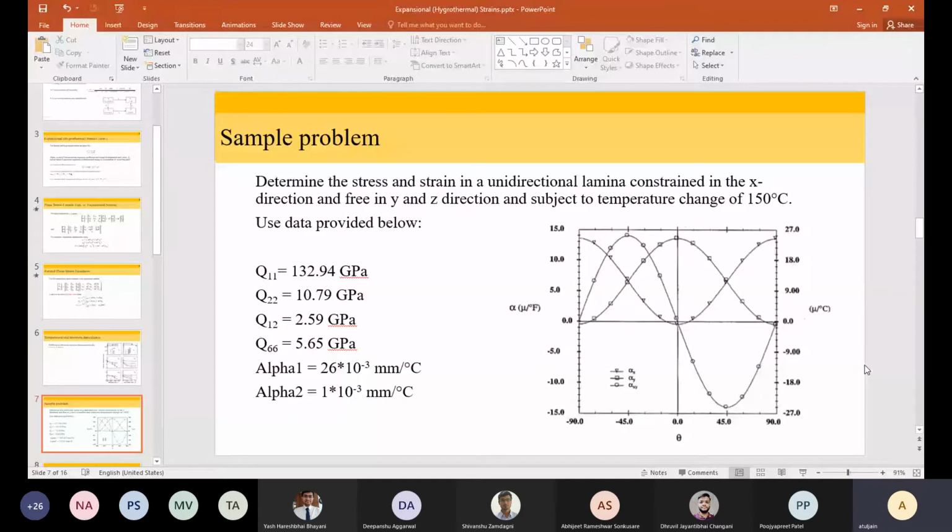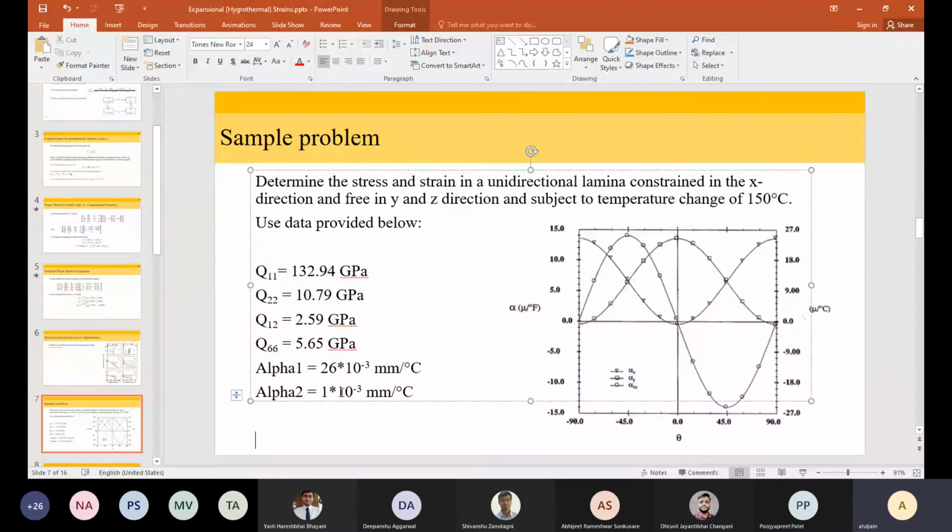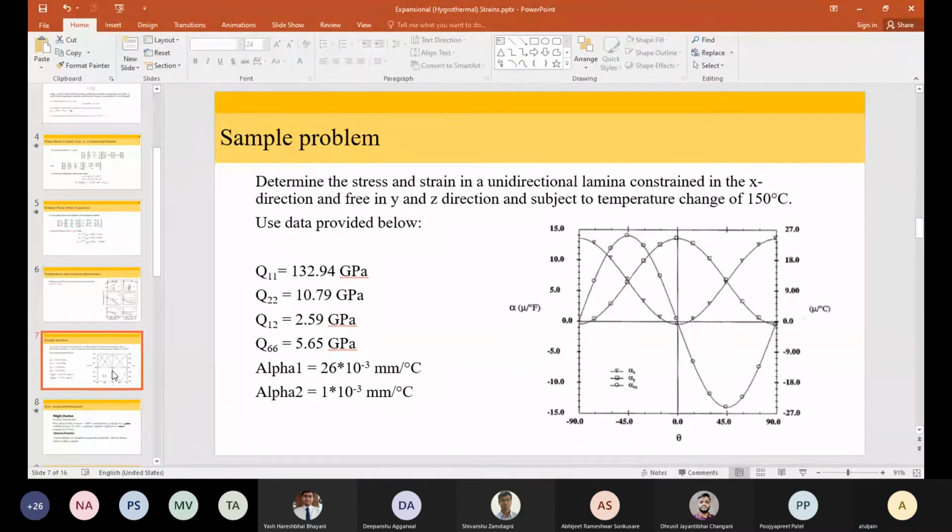Okay. Be careful, alpha 1 is not equal to alpha 2. You have to take care of these things. This should be straightforward. Okay, is this clear? Yes, sir.